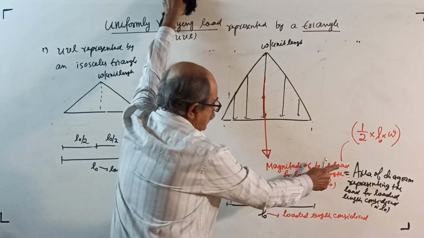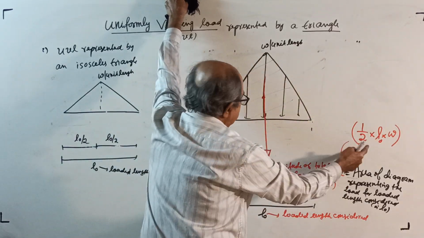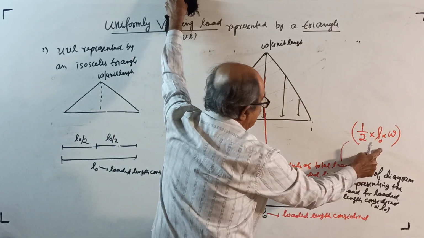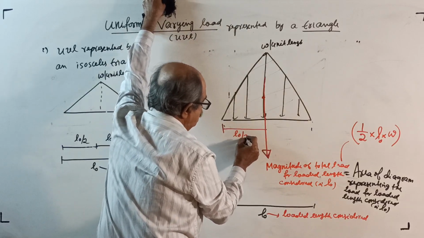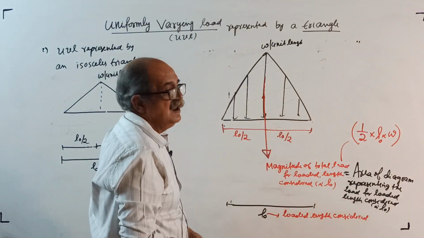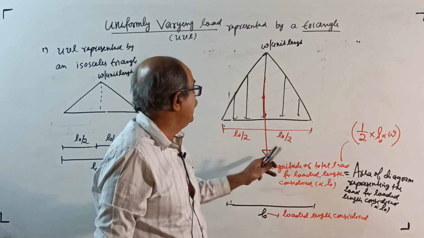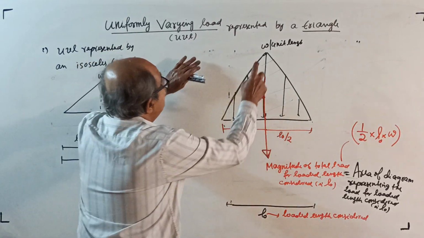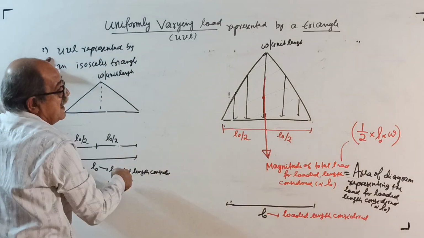Magnitude of the total load for loaded length considered L0 is given by the area, once again half into L0 into W, but the line of action will be at L0 by 2, not 1/3, 2/3. Why? Because it's not a right angle triangle. It is a symmetrical triangle, so the midpoint, L0 by 2, L0 by 2. This is for UVL represented by an isosceles triangle.